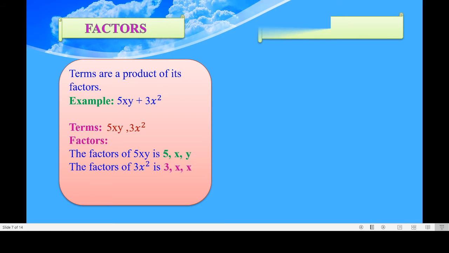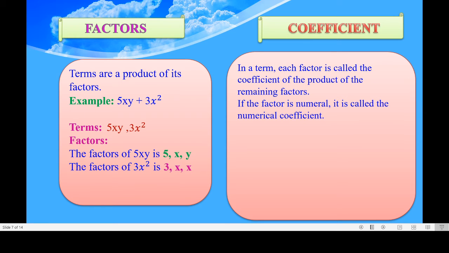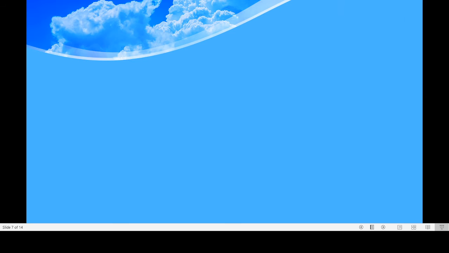The next we are going to learn what is a coefficient. In a term, each factor is called the coefficient of the product of the remaining factors. If the factor is a numeral, it is called a numerical coefficient. Let us consider a simple term 4xy. In this, 4 is the numerical coefficient of xy. Since 4 is a number, 4 is a numerical coefficient of xy. Similarly, x is the coefficient of 4y and y is the coefficient of 4x.